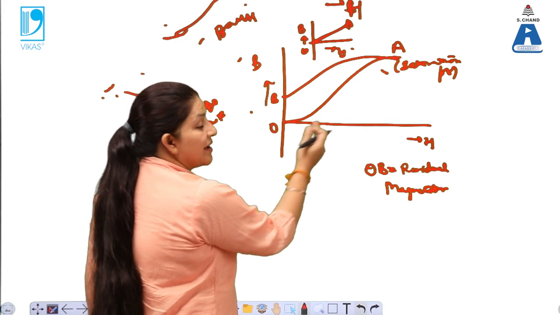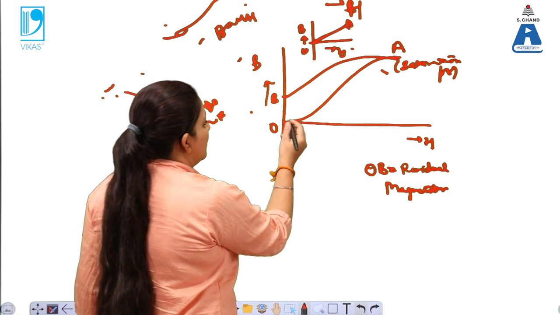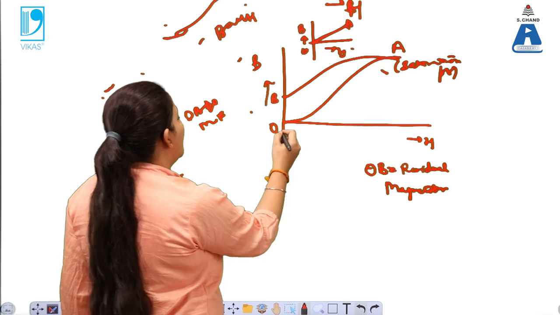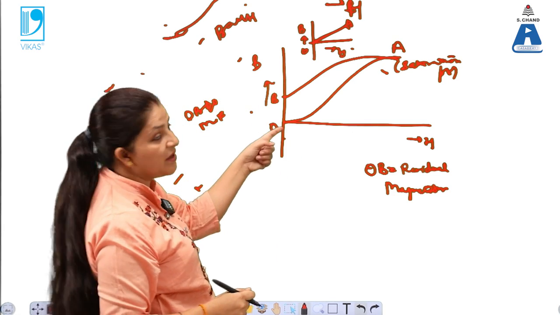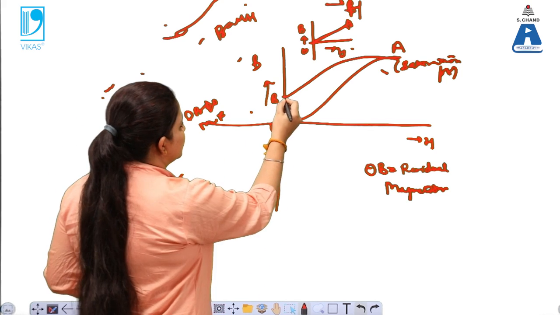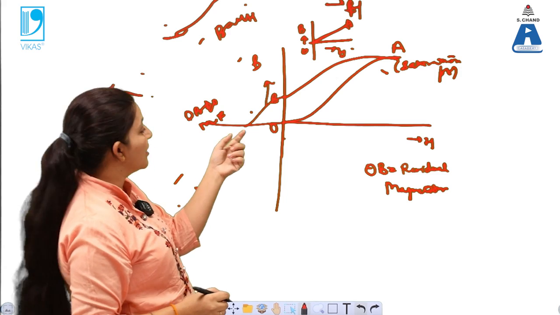But when you decrease the H, this path is not followed. So the path followed is AB. So this OB is called residual magnetism. Now in order to make this B 0, H is applied in the negative direction. So H is applied in the negative direction.